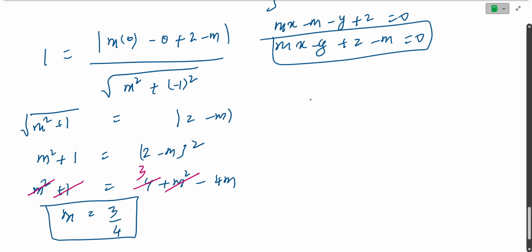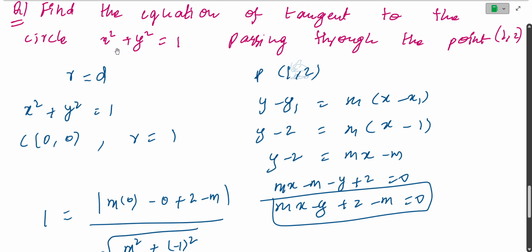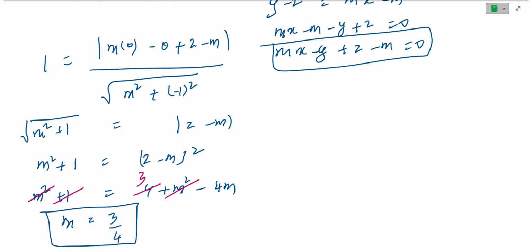Actually, the point (1, 2) lies outside the circle x² + y² − 1 = 0. How can I tell that? I'm going to apply the S11 condition for x² + y² − 1 = 0.